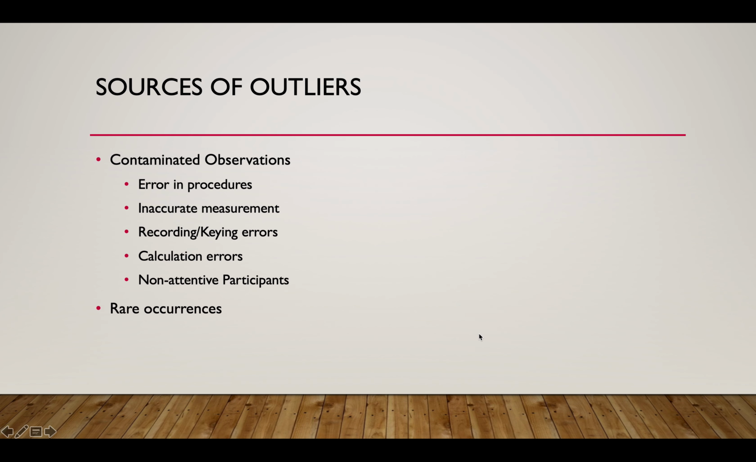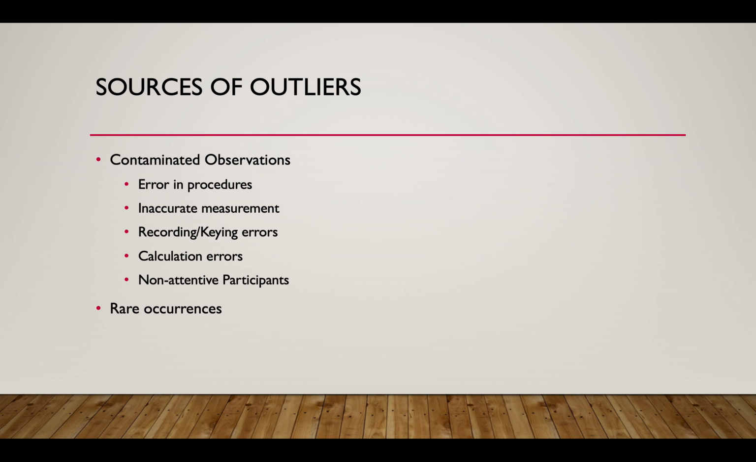All right, let's talk a little bit about sources of outliers. They can come from all sorts of issues. Remember, I said that this is a messy data problem. Usually, these come from some sort of contamination in our observations. It can be an error in our procedures, a problem with how we collected the data, and that falls on us. It can come from inaccurate measurement.